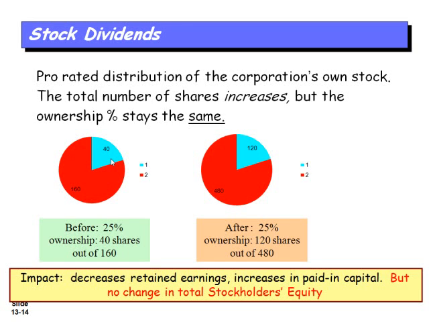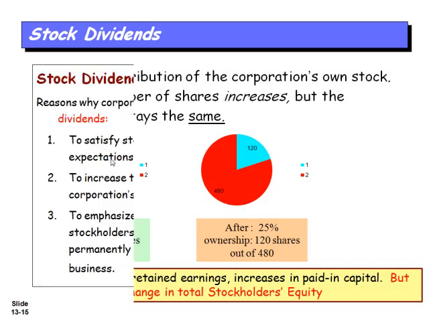After the stock dividend is declared, if the company issues additional shares, for a total of 480, you would maintain your position of 25%, and you would now own 120 shares. So you don't lose in a stock dividend. The stockholder does not lose. But it's a way to transfer money from retained earnings into paid-in capital.